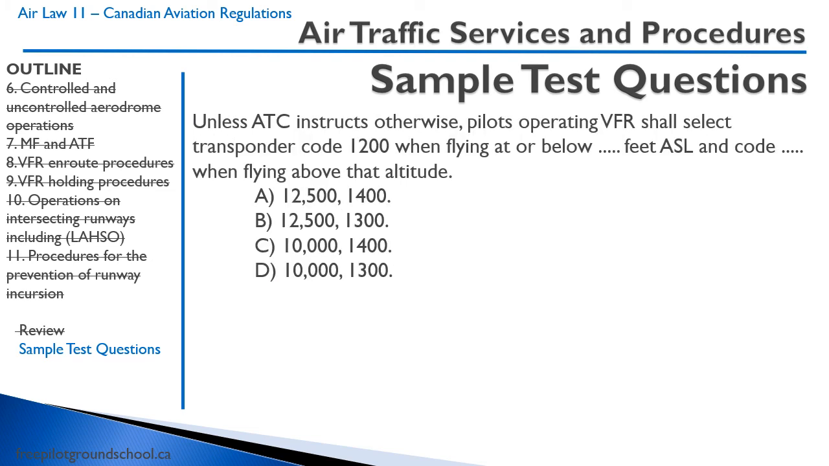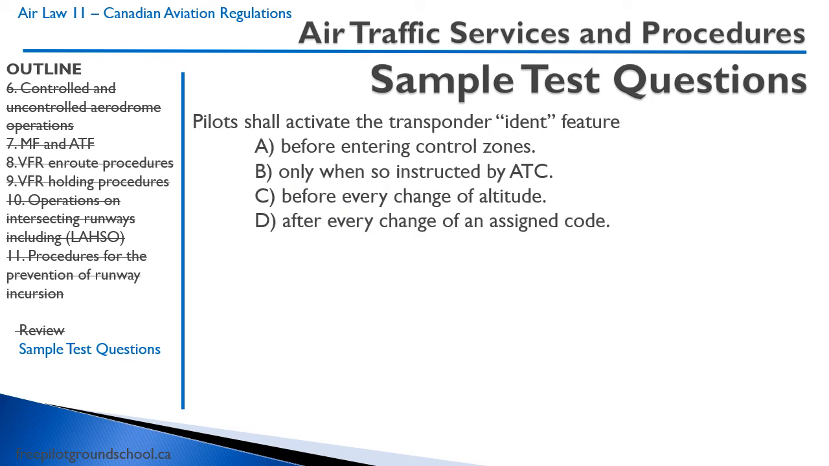Here's a question on transponders. Unless ATC instructs otherwise, pilots operating VFR shall select transponder code 1200 when flying at or below blank feet ASL and code blank when flying above that altitude. So remember the altitude, 12,500 feet, and you should recall from your airspace that's when Class B airspace starts, and above the altitude, it's 1,400. Correct answer, A. Pilots shall activate the transponder ident feature. So recall, this is kind of a basic memory question. It's only when instructed to do so by ATC, so B.